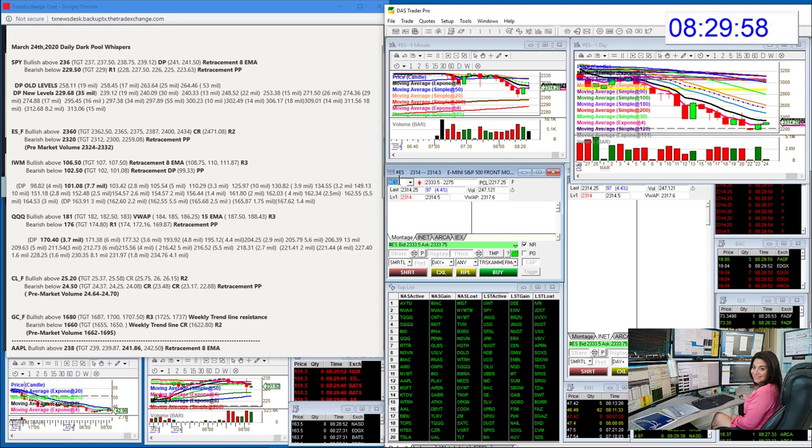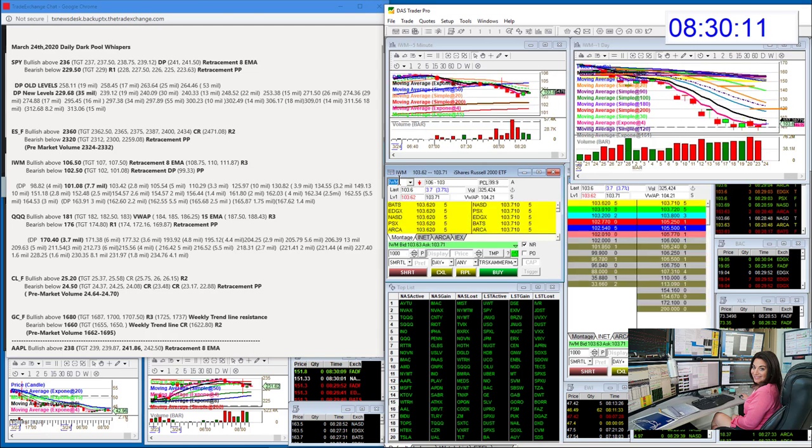E-minis, we're going to be bullish above 2360, bear below 2320, which we did actually go below and we hit a target already. Let's go to the Russell IWM.